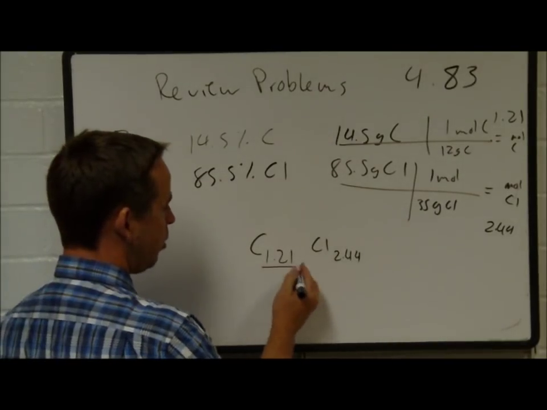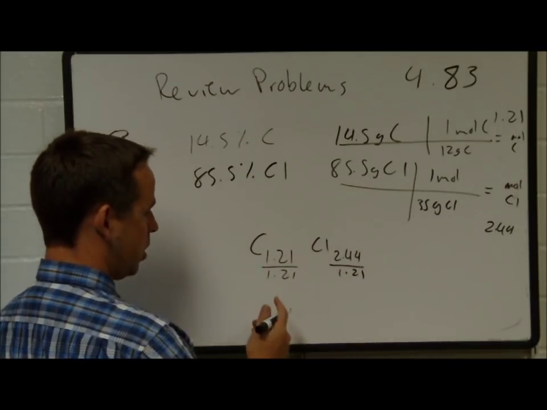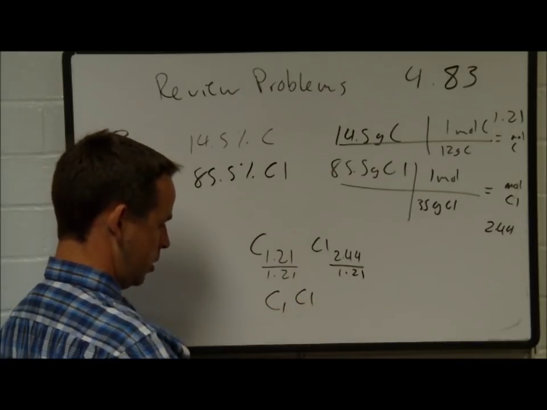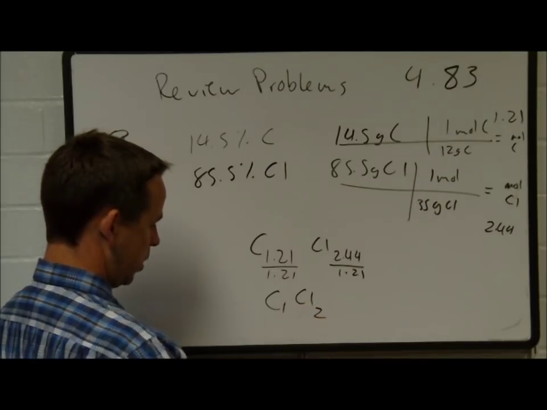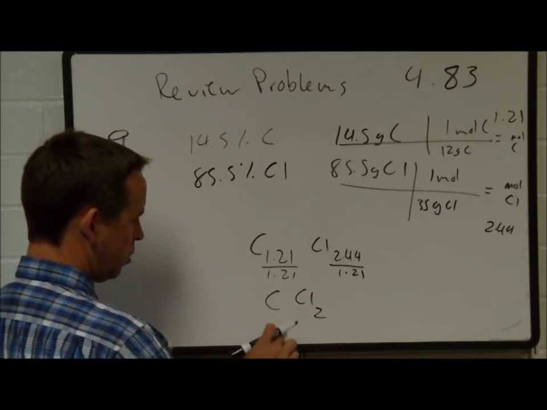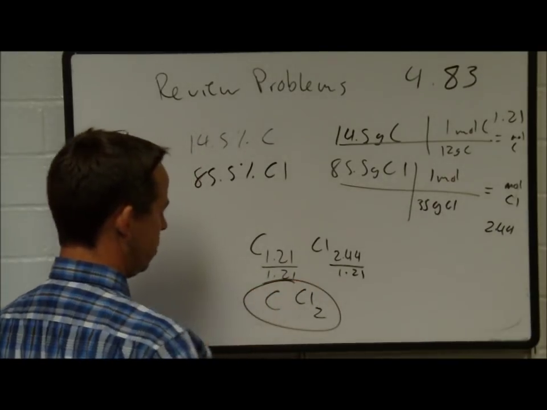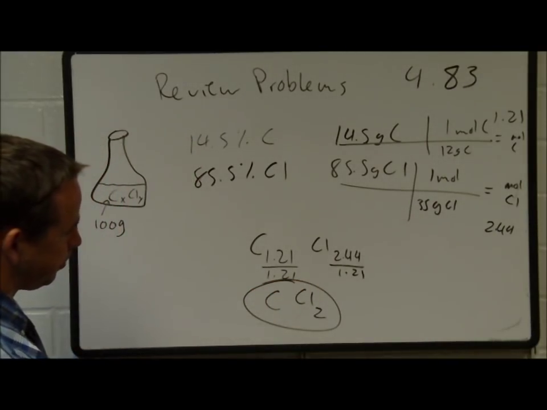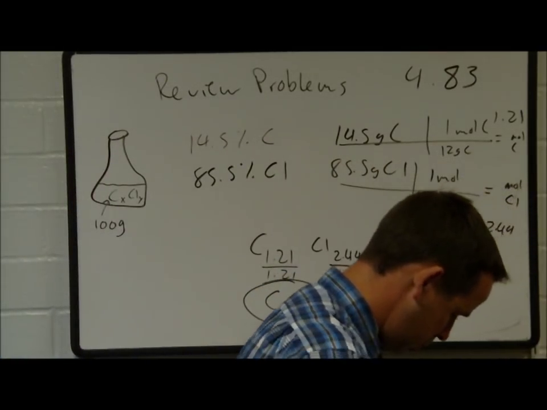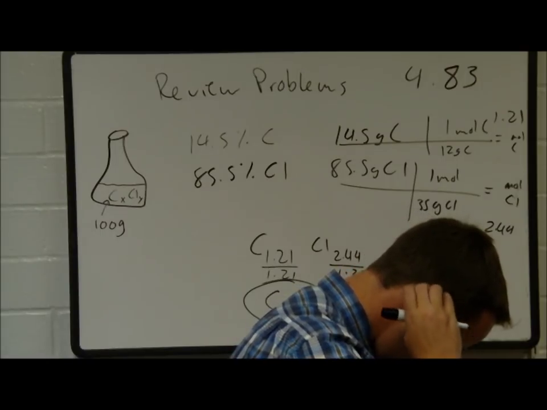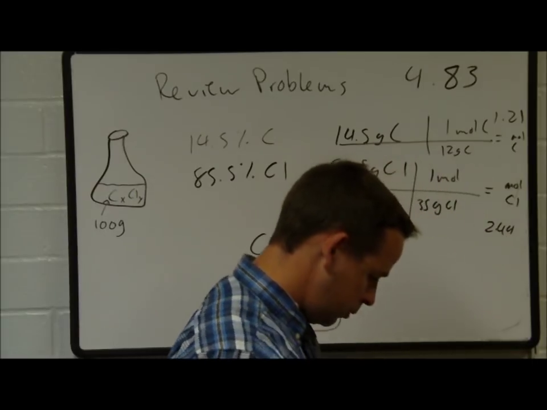but we want it in a simple whole number ratio, so we have to divide them both by the smallest number. That'll give us 1 carbon for every 2.44 divided by that one, 2 chlorines. So 1 carbon to every 2 chlorines. All right, so that is the empirical formula of this compound. Let's double check on that one. 483. CCl2. Good. All right.